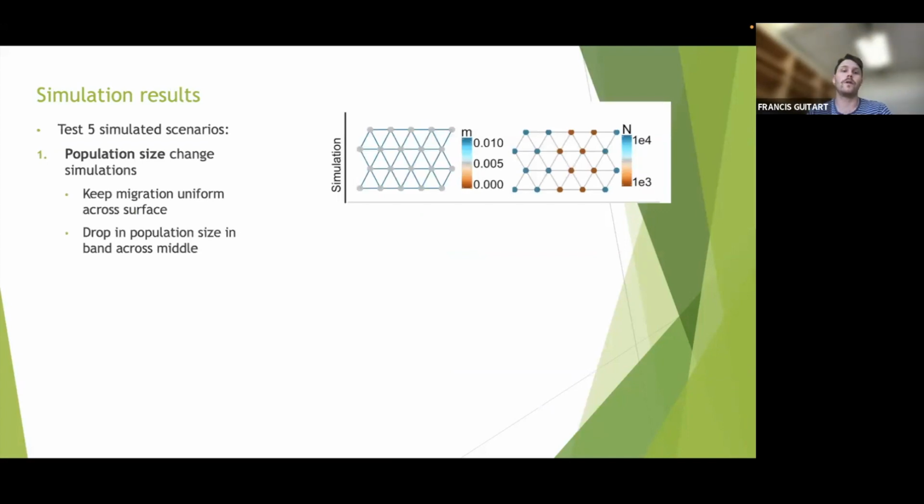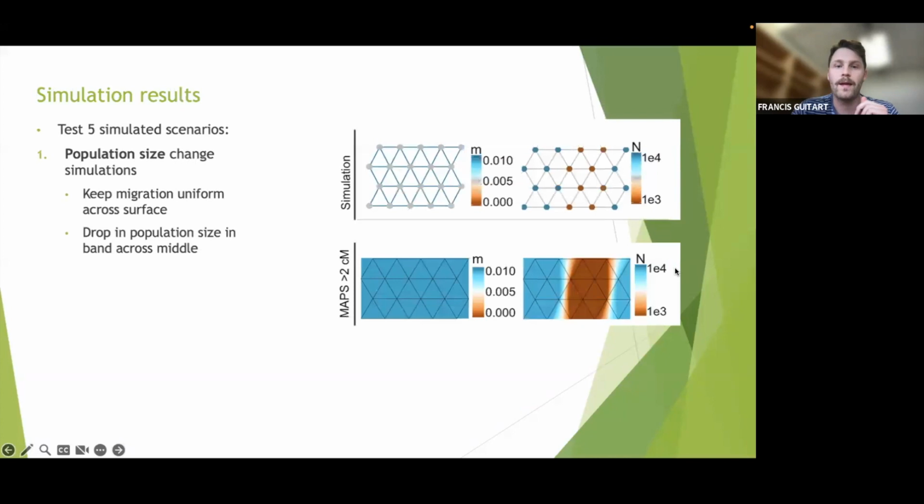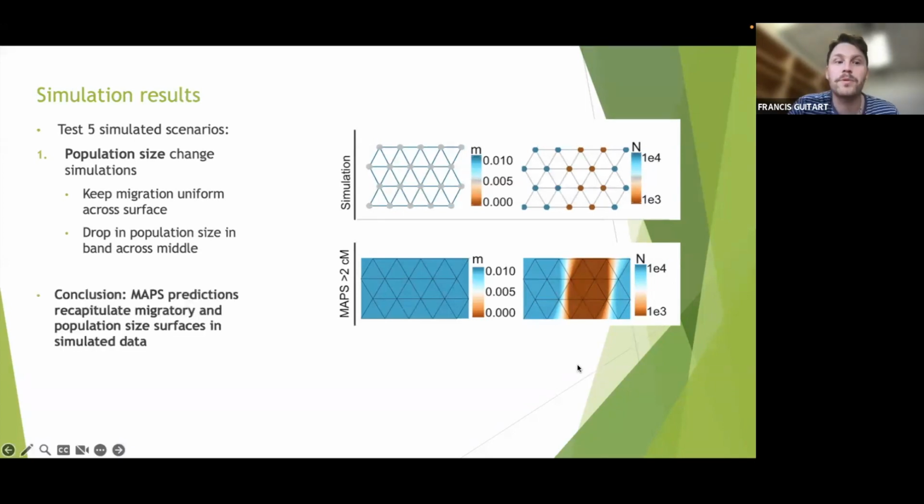Next, they wanted to see how well it recapitulates different population sizes in different subpopulations. So in this simulation, they keep migration the same, which can be shown here on the right, where everyone is blue. And then they change the effective population size so that this middle band has a lower effective population size. What they found with MAPS was it was able to distinguish those two different parameters. So migration stays consistent with MAPS, as we can see here. But when we look at the population size, we see this really large stretch of reduced population size. So the conclusion from these simulations is that MAPS works very well.